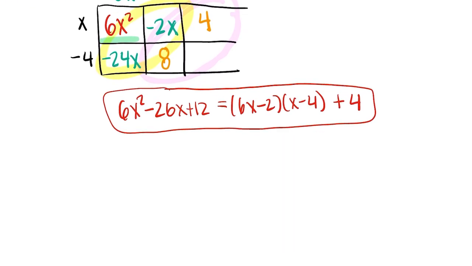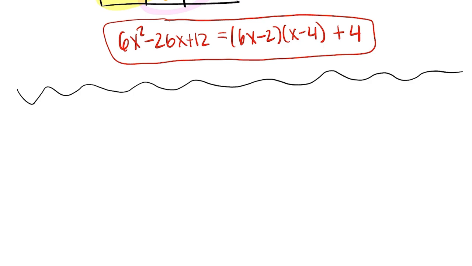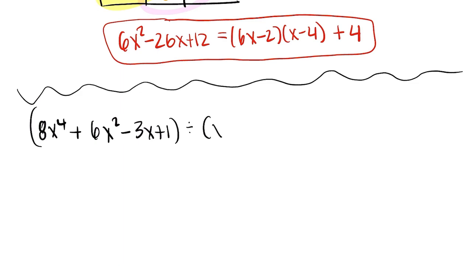Okay, so the next one we're going to look at, I'm going to do this one in the two different methods. I'll do the traditional long division and then I'll do the box method division. Okay. So for this next one, I want to take 8x to the 4 plus 6x squared minus 3x plus 1. And I'm going to divide this by a quadratic, so 2x squared minus x plus 2.